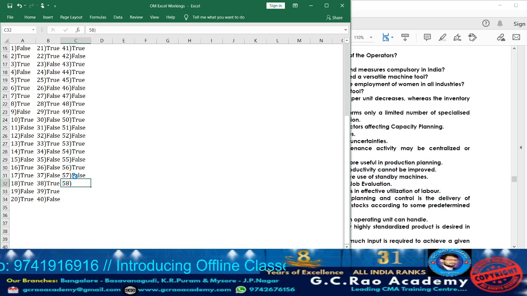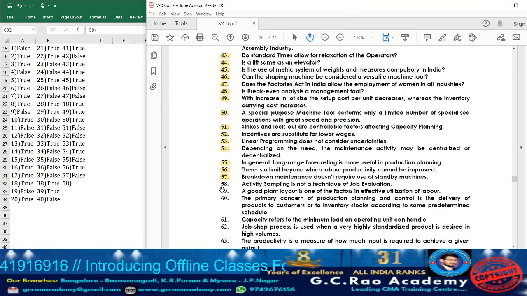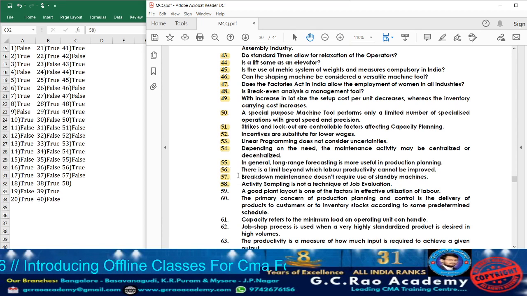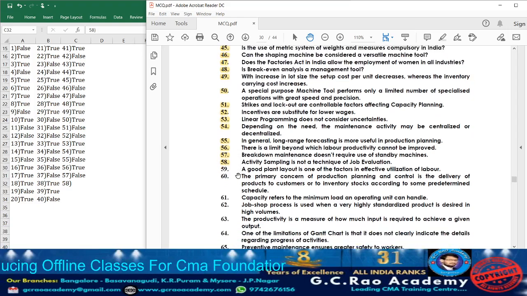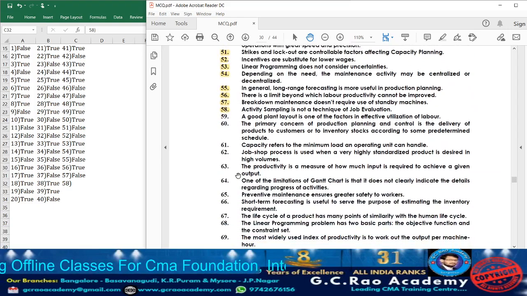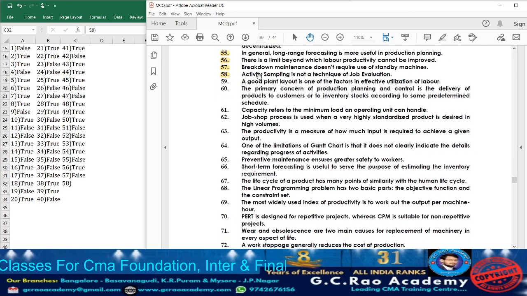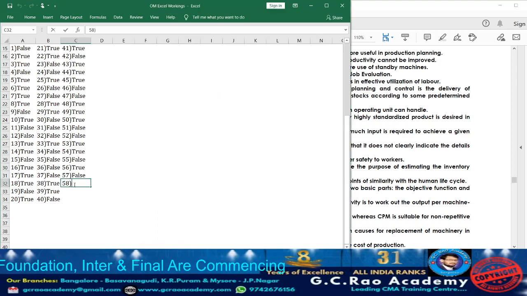Now let us move on to statement 58. What they are telling: activity sampling is not a technique of job evaluation. Yes, it is true. Activity sampling is not the method of job evaluation. So accordingly, the statement is true.